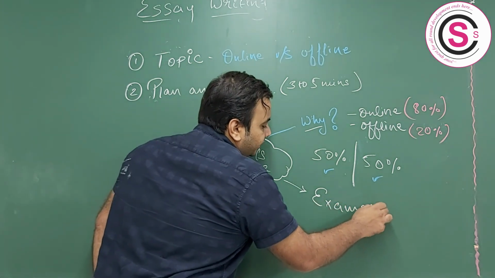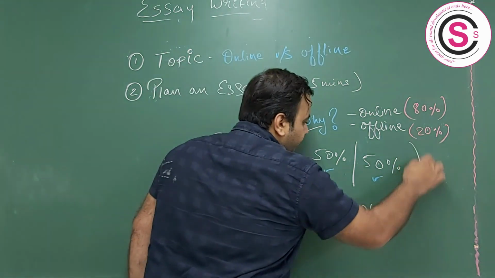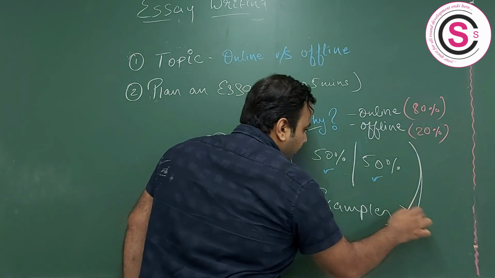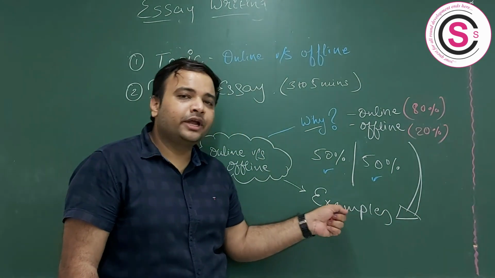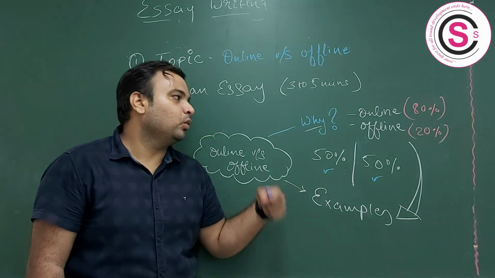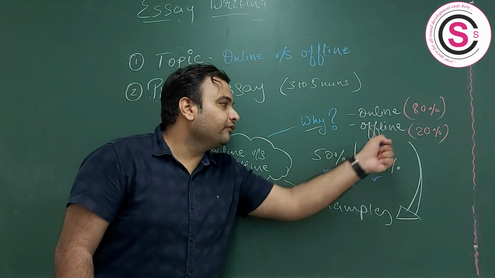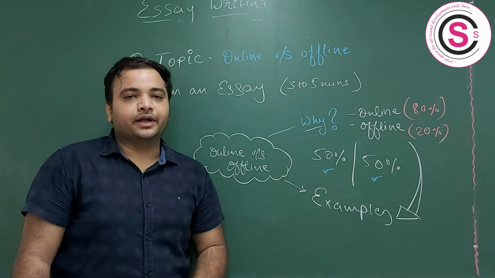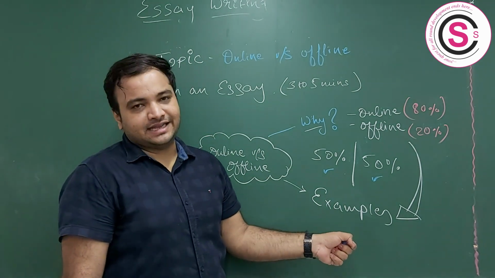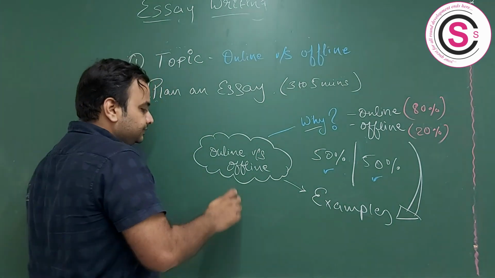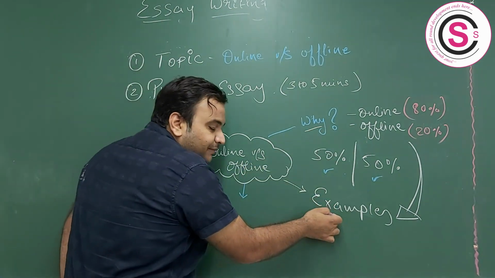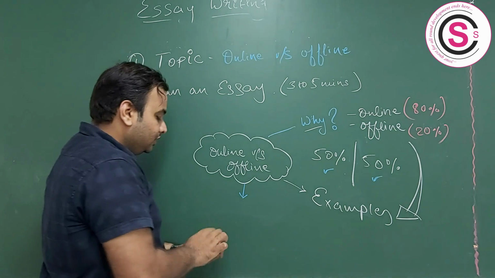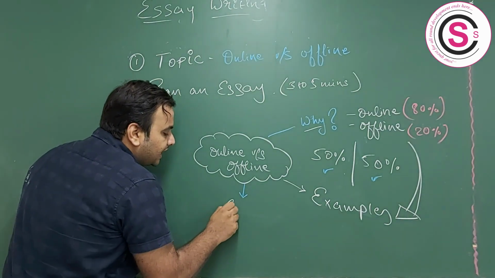The very important thing, always support your why with relevant examples. Why you are doing online shopping, what are the examples, what are the advantages, or if you are going for the offline one, why you are doing it. Just support it with a relevant example. The third thing is, now that you have taken a stand and backed it up with your relevant example, the third point is generalize.